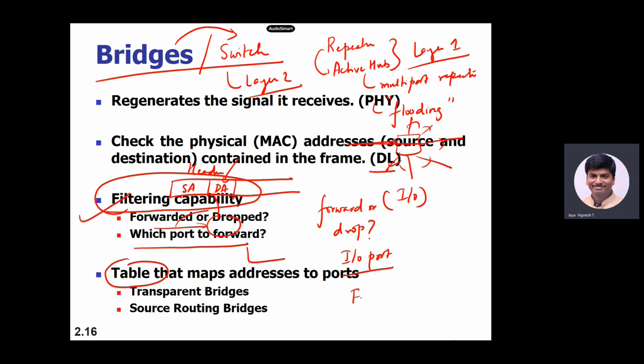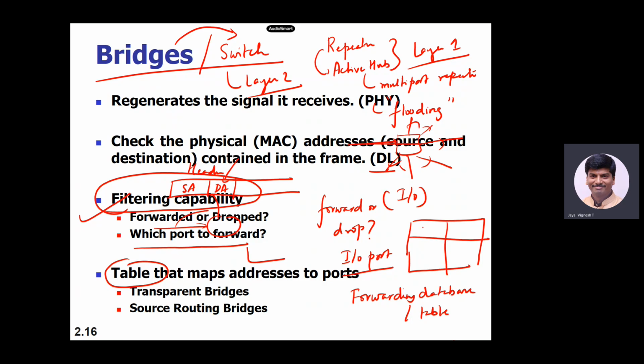That database is called a forwarding database, or forwarding table, whichever you want to call it. So what is this table or database going to contain? It is basically going to contain two columns. I'll just make it very simple. It's just going to maintain two columns.